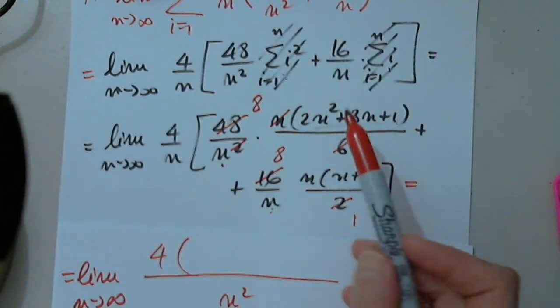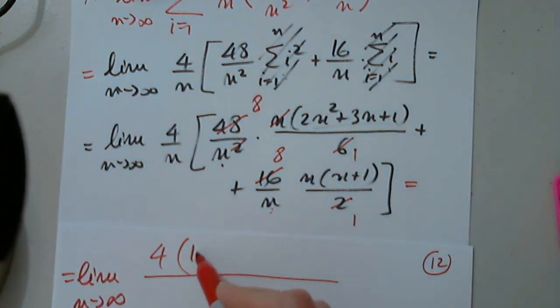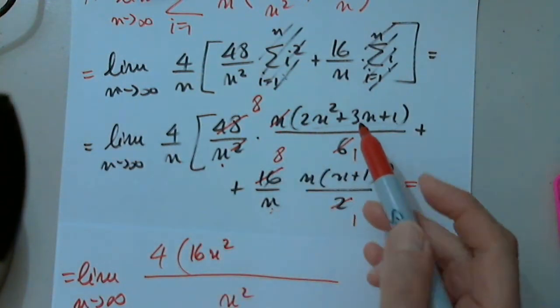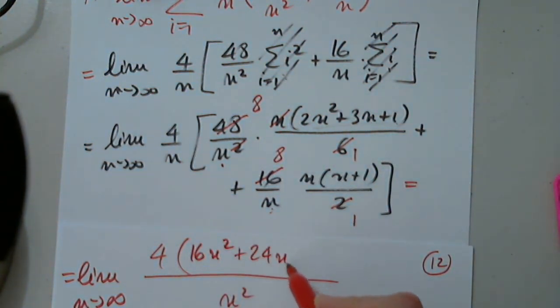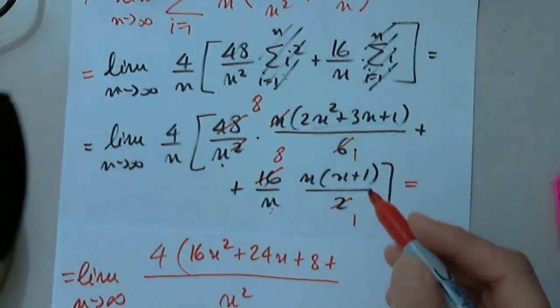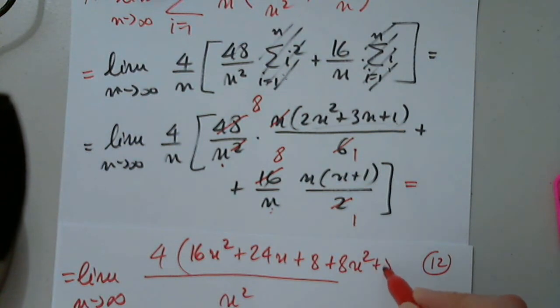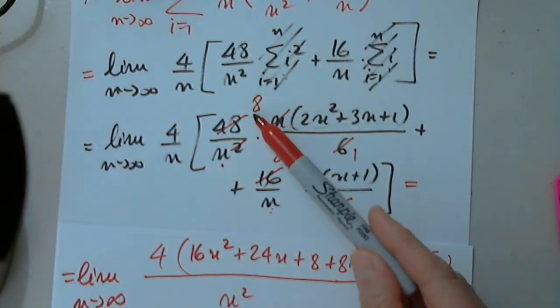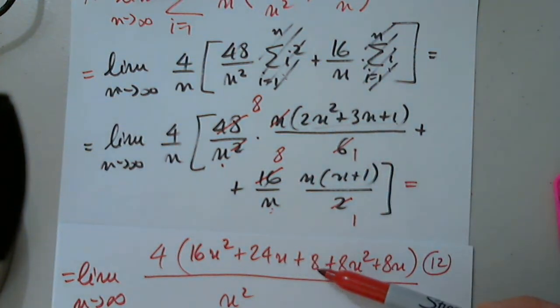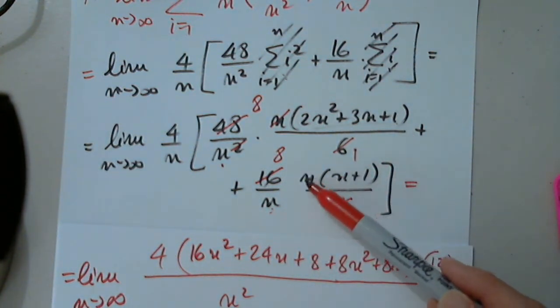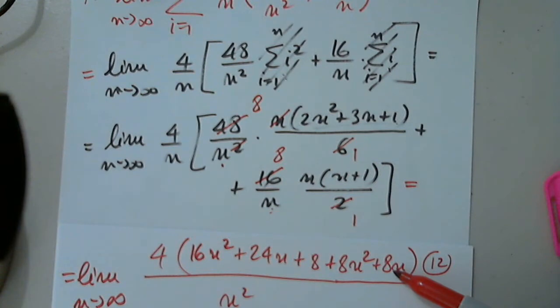So the rest is nice, 8 times 2 n squared, 16 n squared, 8 times 3, 24. Check my numbers, please. Okay, 8 n squared plus 8 n. Let's do this again. 8 distributed here will get this, but 8 distributed to n squared plus n is going to be this.